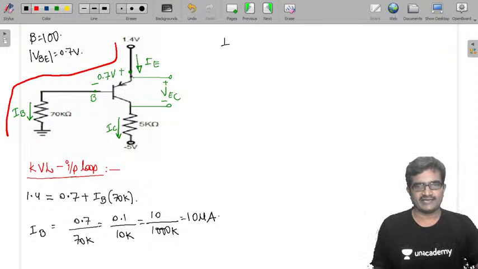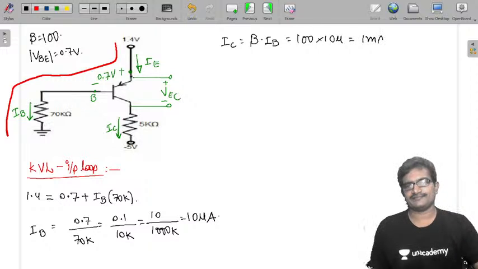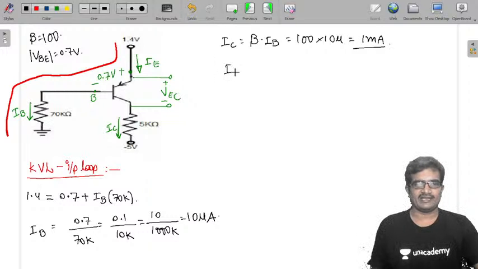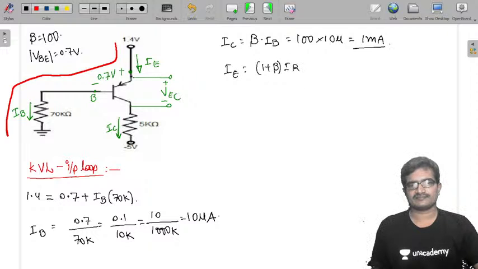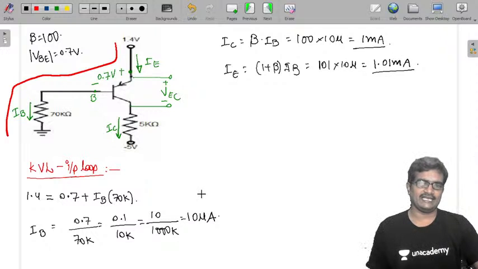Now I am going to the IC value. IC is beta times IB, 100 into 10 micro, that is 1 milliampere. Similarly I am calculating IE. IE is (1 plus beta) times IB, that is 101 into 10 micro, that is 1.01 milliamperes. Okay, IE calculated.